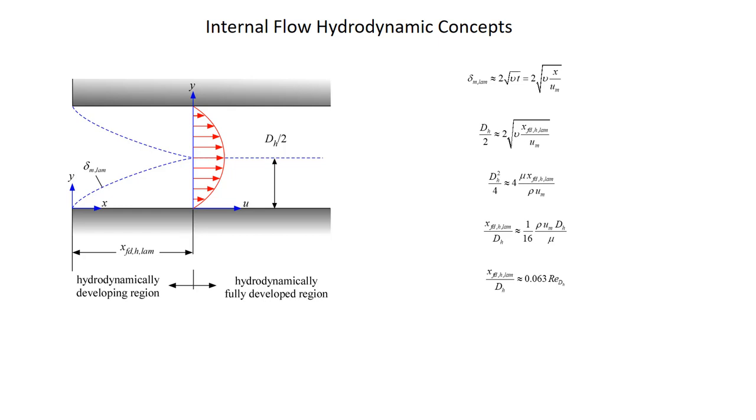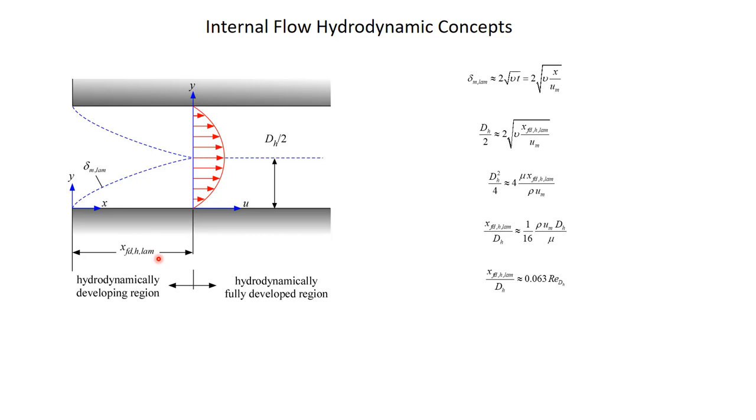So let's think about using what we know from external flows to try to figure out some characteristics of internal flows. For example, one thing we might want to know is about how long is this hydrodynamic entry length. So how long does it take the flow to become fully developed, at least from a velocity standpoint? So how long is this hydrodynamic entry length?